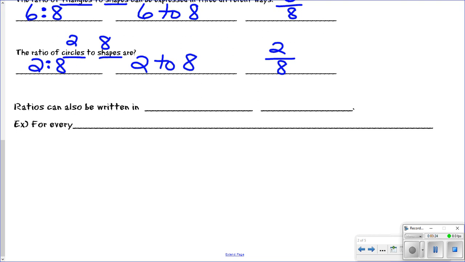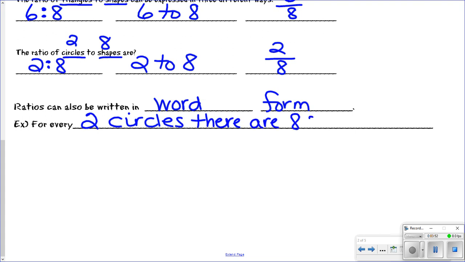Another way that we can see ratios would be written in word form. The sentence will always start out the same, and we're going to use that last example that we had in front of us. For every 2 circles, there are 8 shapes. And you can start off every sentence for word form with the same 2 words, for every.